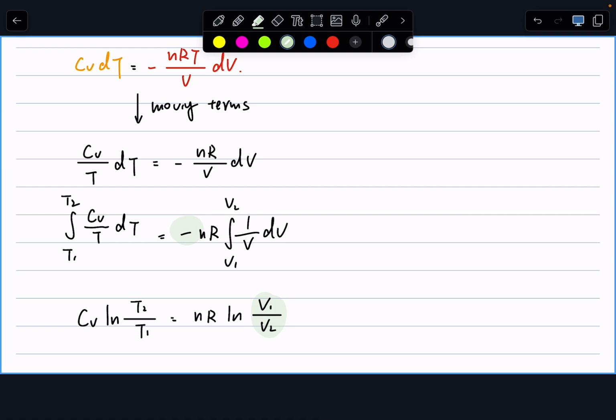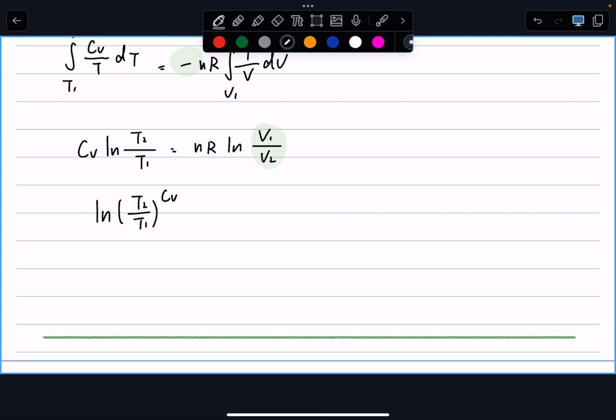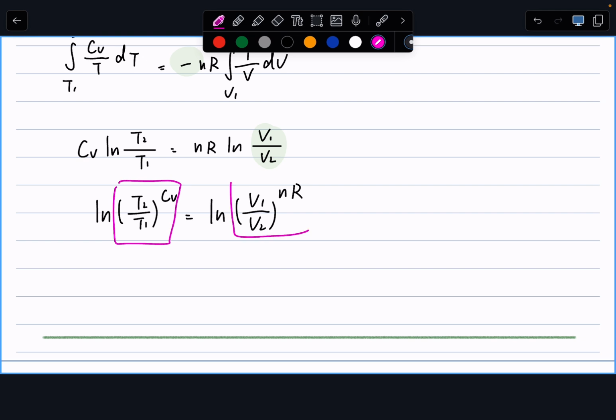Or if we put everything back into the natural log, we can write it as the natural log of T2 over T1 to the power of Cv equals the natural log of V1 over V2 to the power of nR. Or the other way to put it is that the things inside the natural log are equal to each other. So we end up with the expression T2 over T1 equals V1 over V2 to the power of nR over Cv.